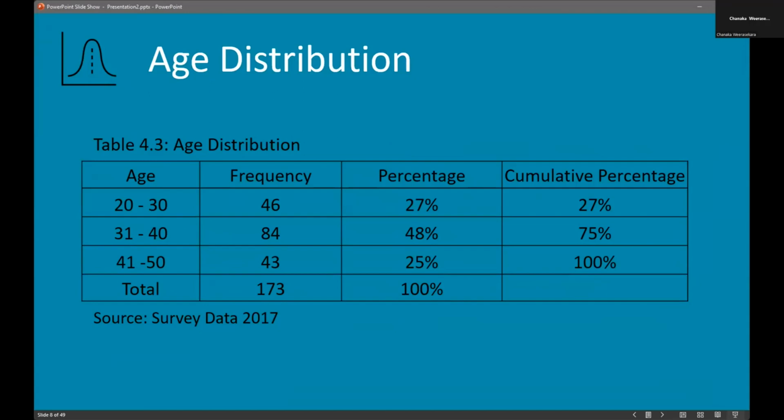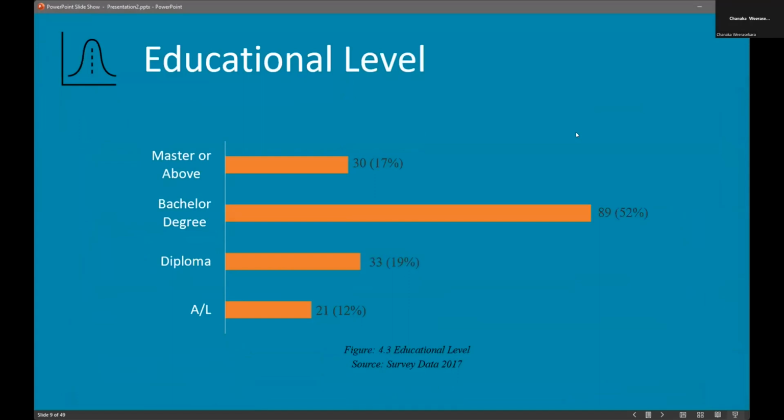And then you can present your education level like this. The percentage as well as the frequency is also given. This is sort of a bar chart. You can see the levels of education given: A level, diploma, bachelor's degree, master's degree.